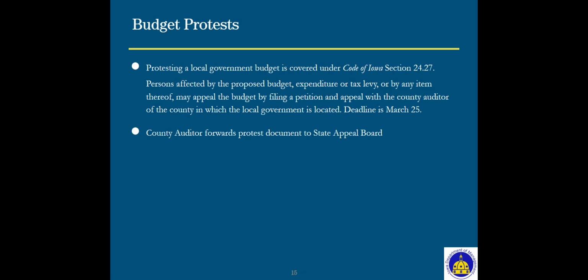If a petition to a budget is submitted, they would work with staff to schedule a local public hearing on the budget. So staff would go out and hold a local hearing to hear both sides of the issue. And citizens as well would have an opportunity to speak for or against the budget. Staff would gather all that information, bring that back to the State Appeal Board, and the State Appeal Board would review it and issue a decision on the budget protest. They can reduce the tax levy and the expenditures.